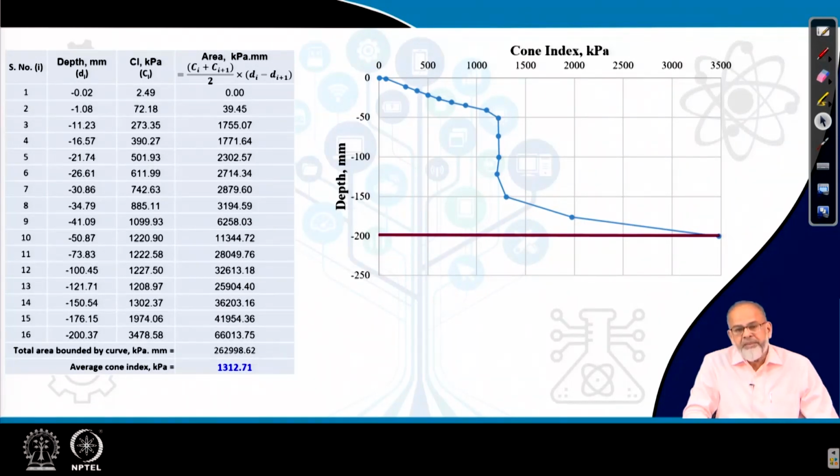So to measure the force, we need to have a transducer or a load cell which has to be attached to the shaft on which the cone is attached.